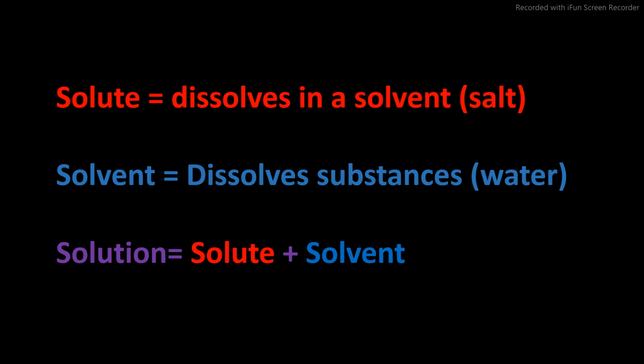So a solute is what dissolves in a solvent. Like, for example, it could be salt. A solvent is what dissolves the substances, which is the solute in this case, and that could be something like water. A solution is the solute and the solvent together. So when you put salt into water, you see it dissolves. Salt is a solute, water is a solvent, salt water is the solution.